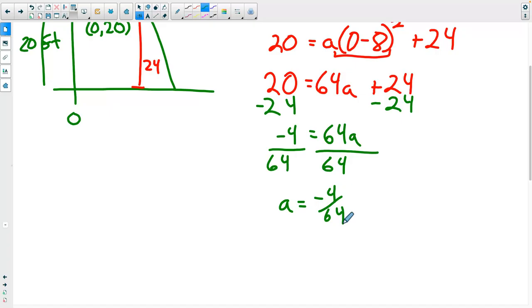What do you think of that? What should it be? Yeah, it does reduce down. So I get negative 1/16 as my a. So then my vertex form will just be f of x. And I purposely changed this from v of x to f of x because it really doesn't matter what we name it. So it can be h of x, g of x, whatever, it's just a function. And then we go ahead and write this out.